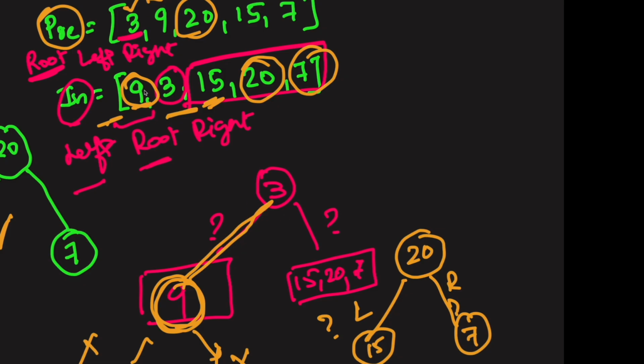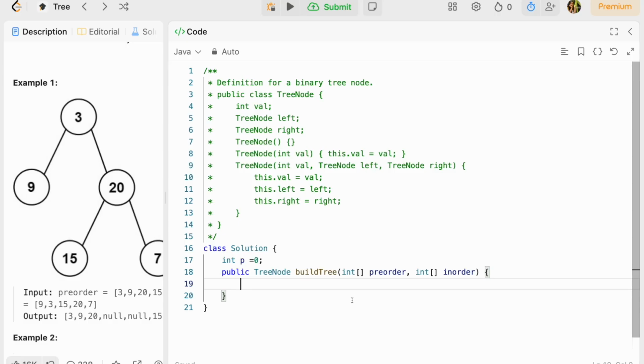I need to get the index of the 3 over here, so that the left side of this particular array is the left side of the tree, and from this index to this index will become our right side of the tree, right? So we need to know where my 3 is in this inorder traversal. So we need to know the indexes of all these. Okay, so for this we will use a map to keep the indexes.